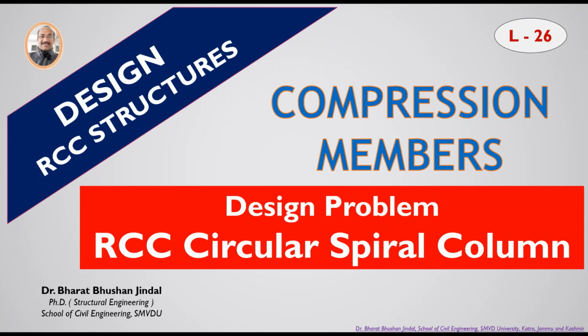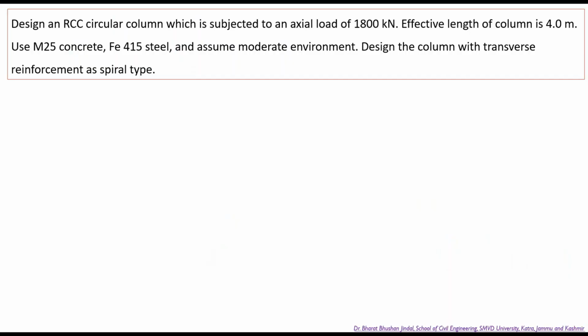Today in this lecture series of design of compression members, we will be going to design a RCC circular column with a spiral type of transverse reinforcement. Now let us first of all analyze what is the statement given, that means for which type of column we have to design and what information is available in the problem statement itself.